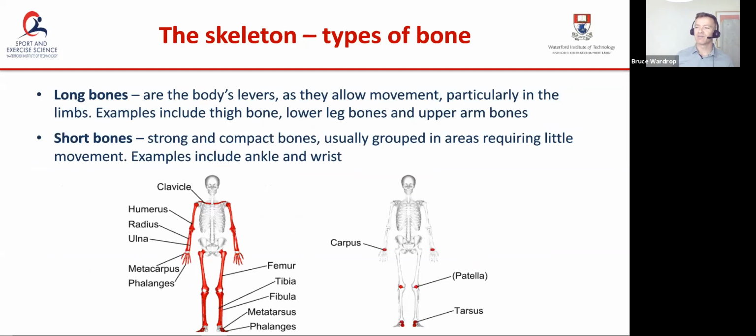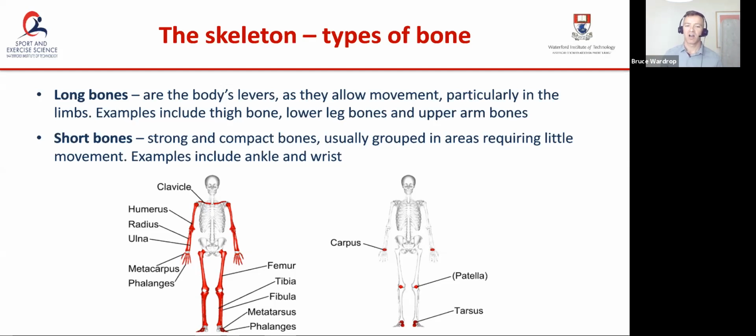When you think of a normal bone in the body, you think of a long bone. So these are the body's levers. They allow movement, and you find them in the limbs. So the bones of your upper arm, your lower arm, your upper leg, and your lower leg. They're that kind of traditional cartoon bone-shaped bone that you think about. They're long bones. Then, conversely, if we have long bones, we also have short bones.